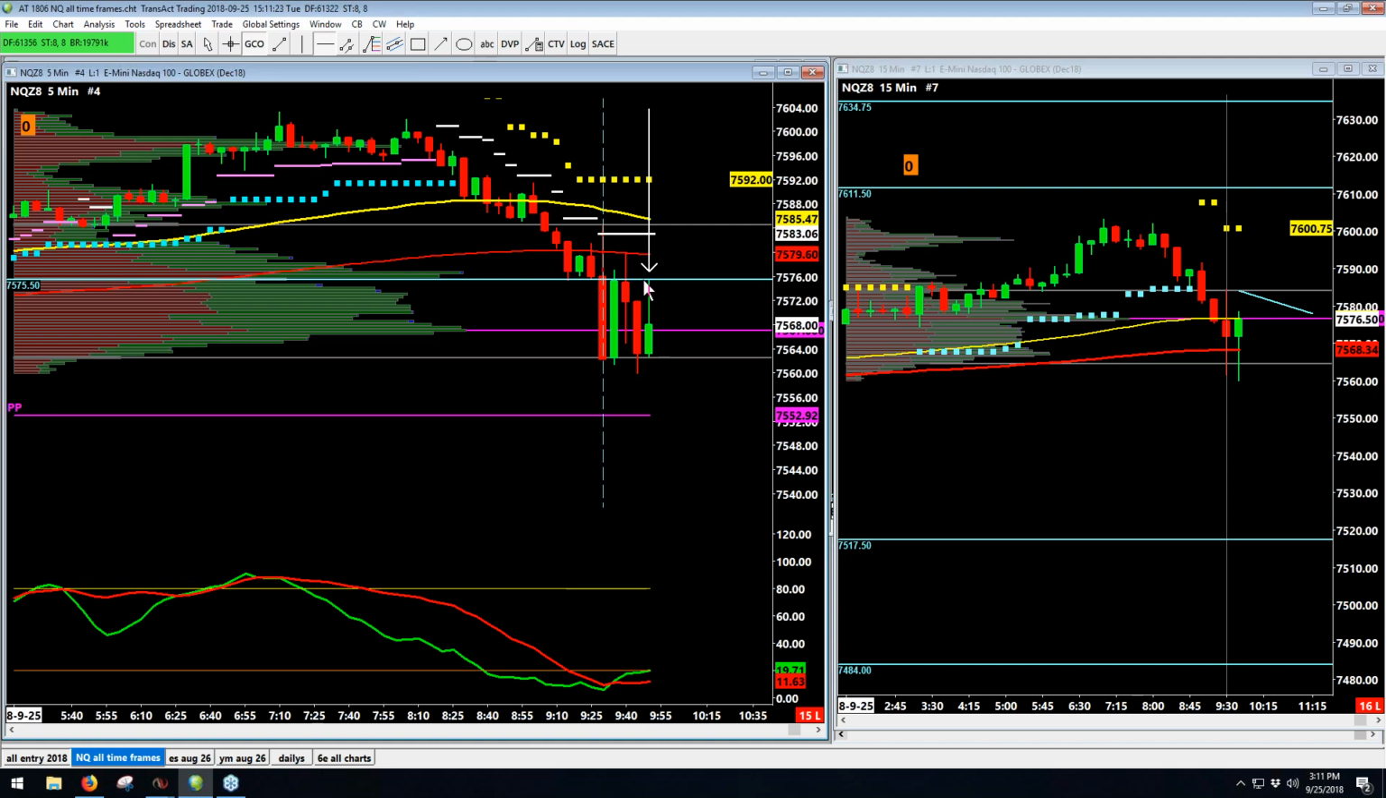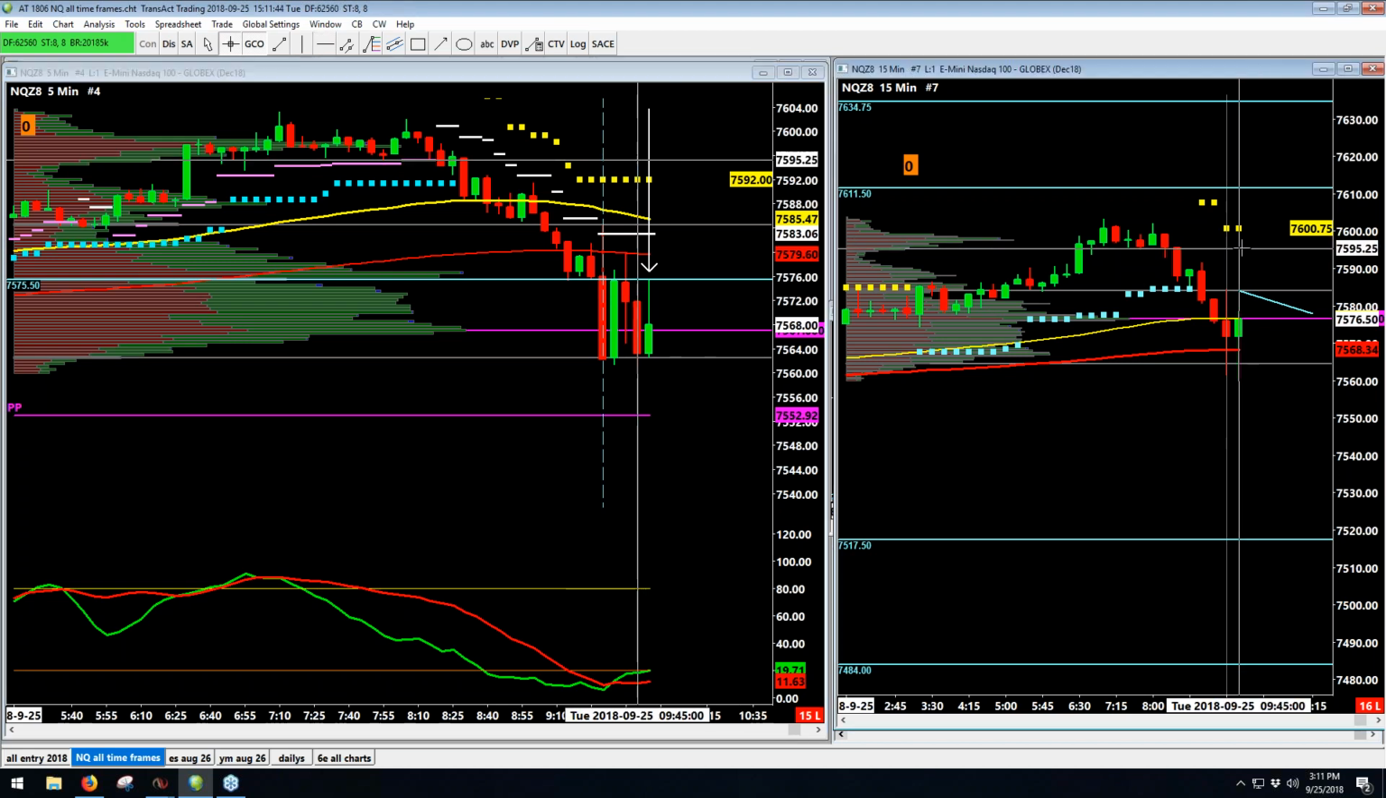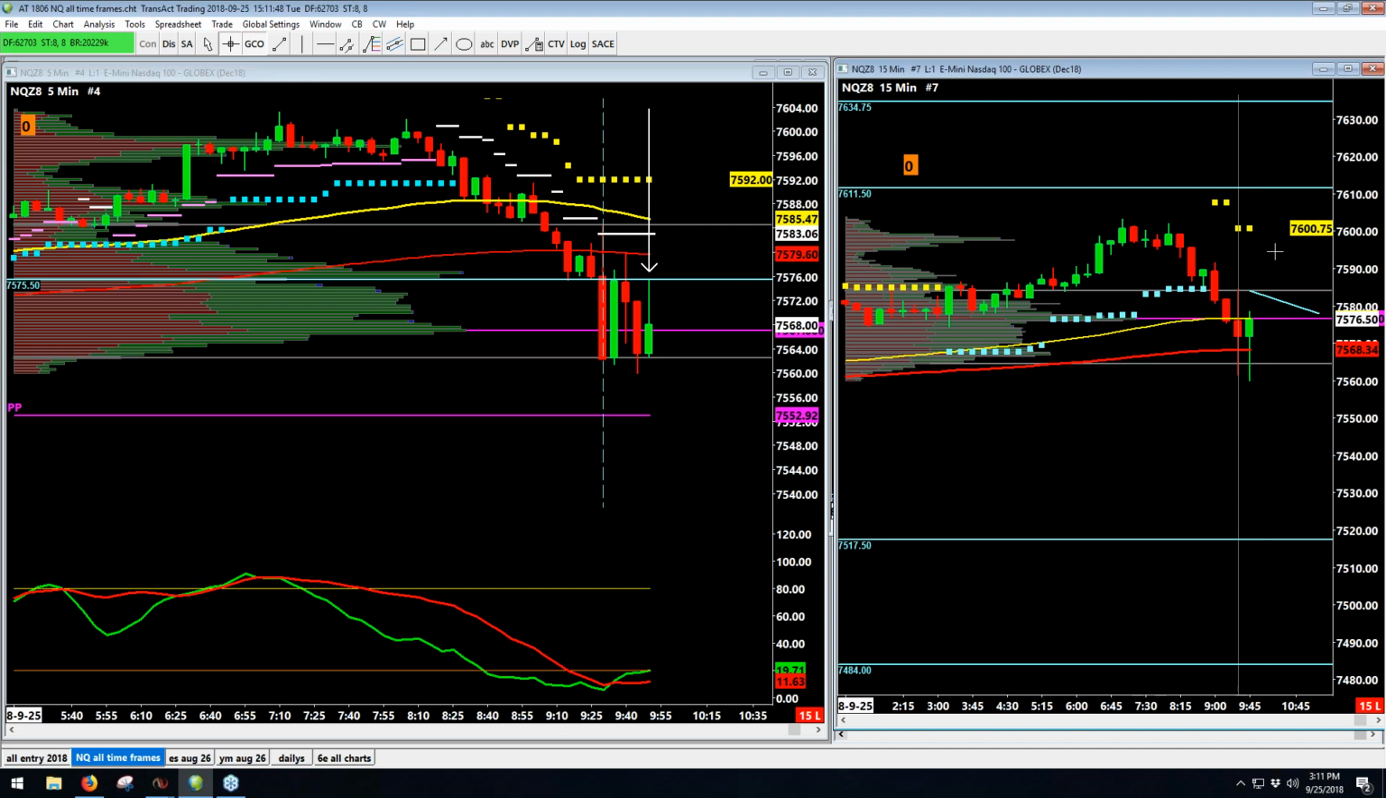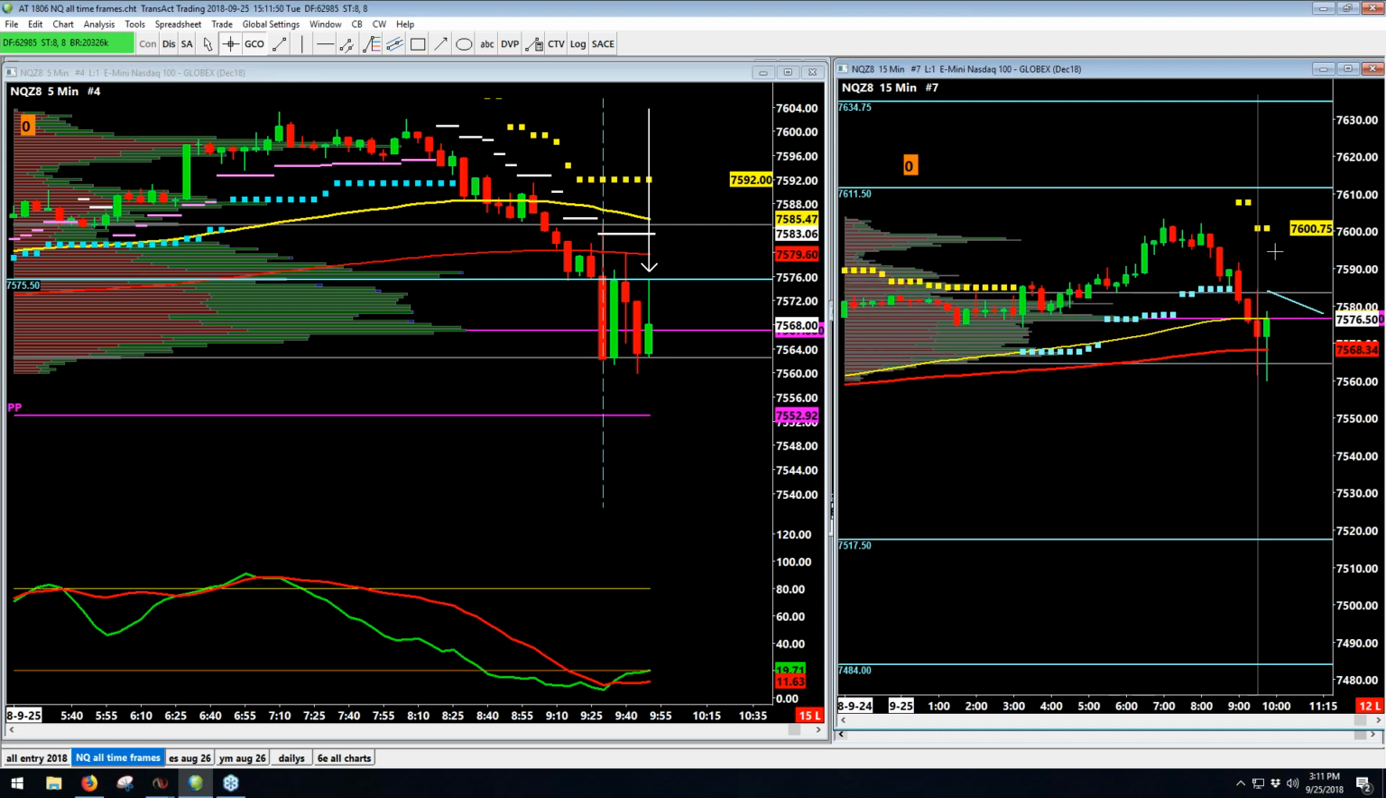And in the way of a topping tail, we want to see the body of the candle push toward the bottom of the candle. Or if it's a bottoming tail, we want to see the body of the candle pushed up toward the top of the bar. So if you're okay to take this, we want to see where the next high volume areas above us are. I'm going to scrunch this up a bit so we can see, looking at the 15, what's above us.